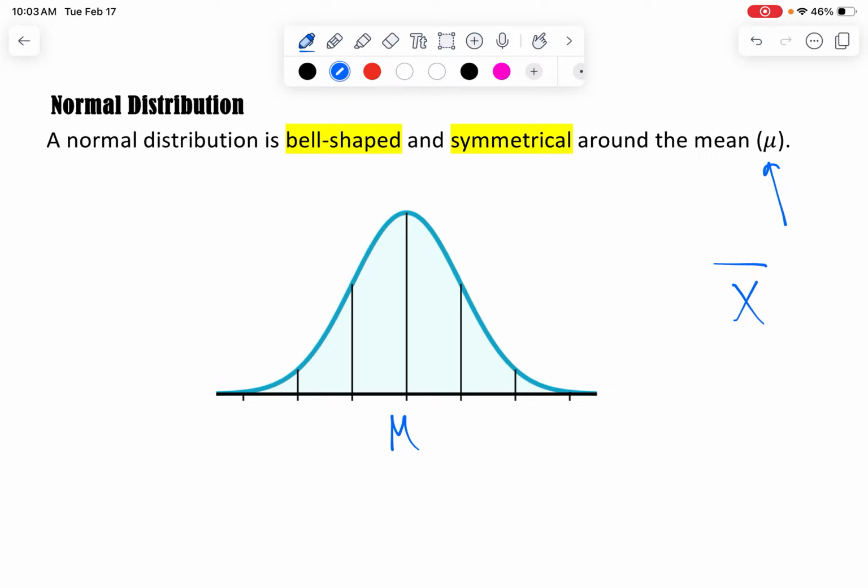Anyways, the mean is right in the middle, okay? And then it's bell-shaped and it's symmetrical around there. You can see this side and this side look the same. Okay, so that is called a normal distribution.